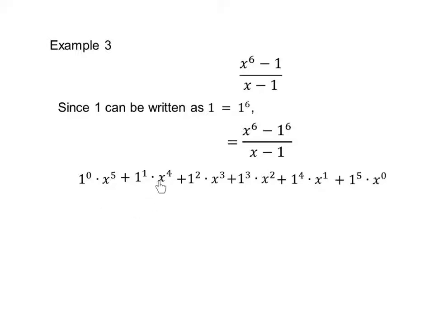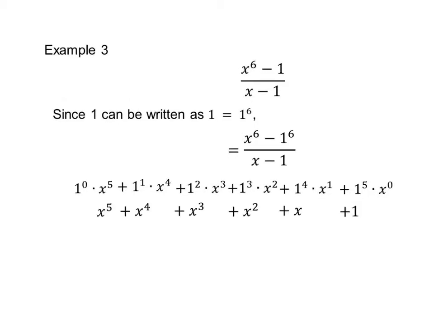1 times x to the power of 4 is x to the power of 4. 1 times x to the power of 3 is x to the power of 3. 1 times x to the power of 2 is x to the power of 2. 1 times x to the power of 1 is x to the power of 1, which is just x. And then 1 times x to the power of 0 is 1 times 1, which is 1. We end up with 1.